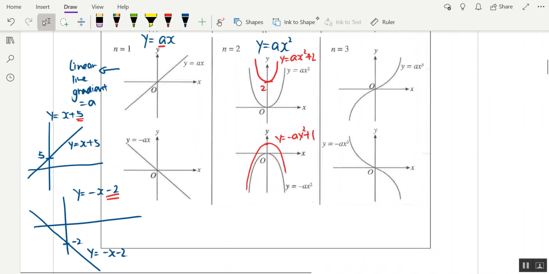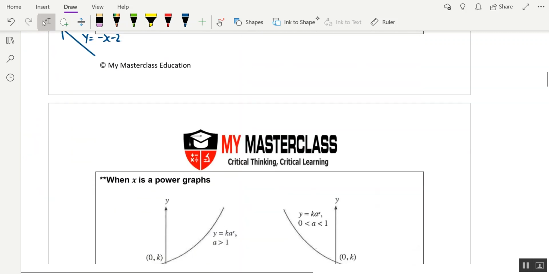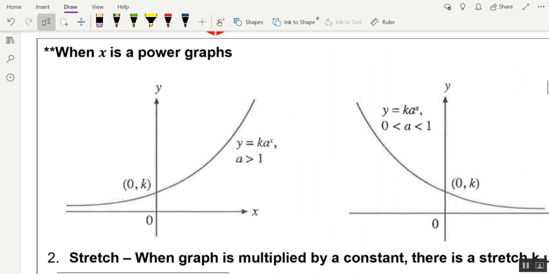Okay, so take a screenshot of this now. Okay, and once you're done, these last two are a common mistake that students like to make.